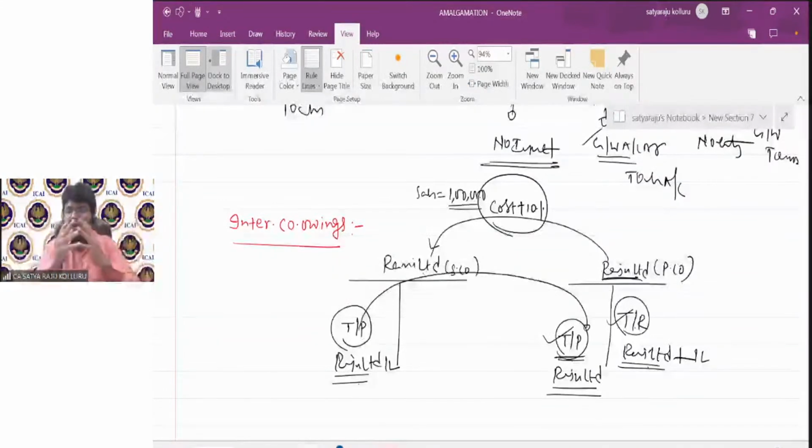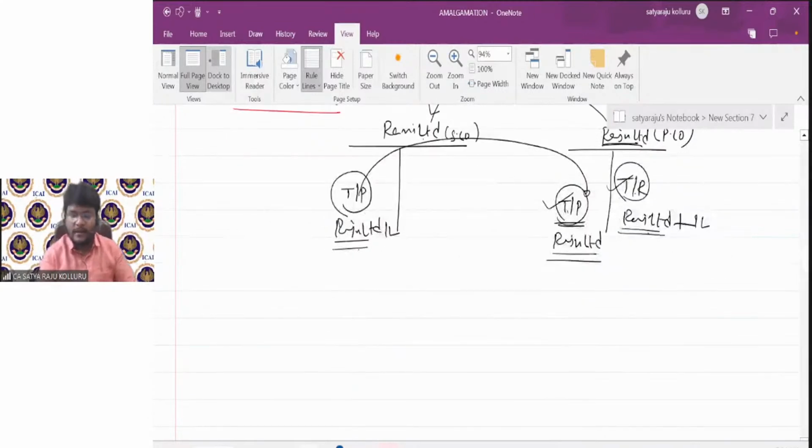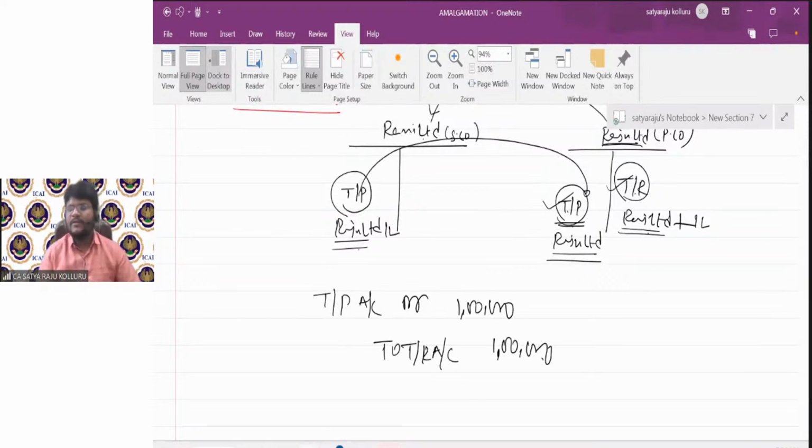That's why you need to set off the trade payable with trade receivable by passing the entry: trade payable account debit, trade receivable account 1 lakh. So simply for intercompany owings, the journal entry is creditors account debit to debtors account, or trade payable account debit to trade receivable account. You need to set it off against the existing liability and the existing asset. Do you understand, all of you? Tell me, guys.